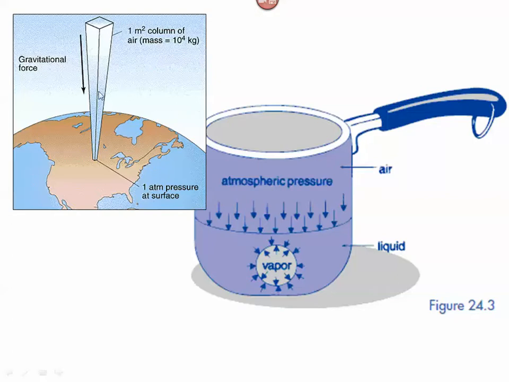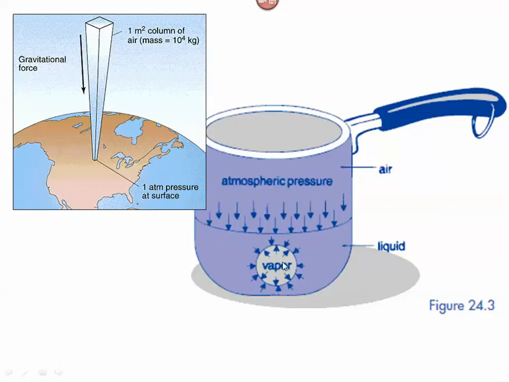What we have above us, at any point, wherever we are on the surface of the Earth, is a column of air above us that is pressing down on us. Gravity is pulling all these air molecules and pushing them down on us. And at the surface where we are, we say we have 1 atmosphere of pressure. And that atmospheric pressure is pushing down on the liquid in a pot of water, for instance.